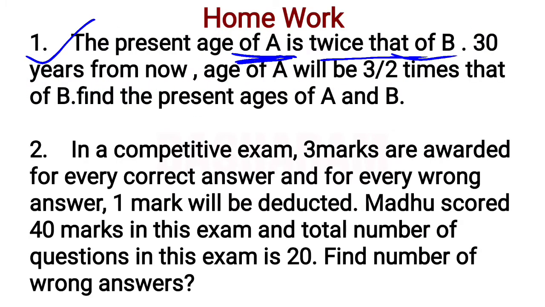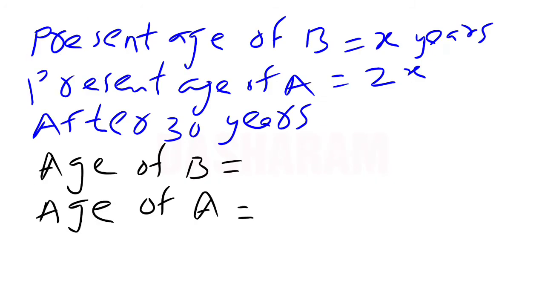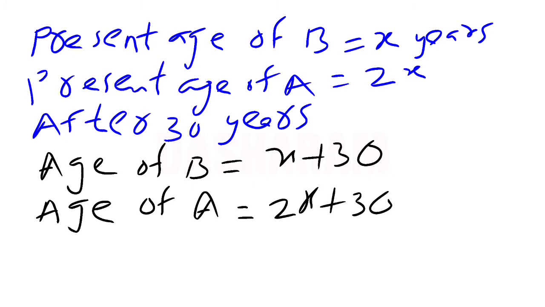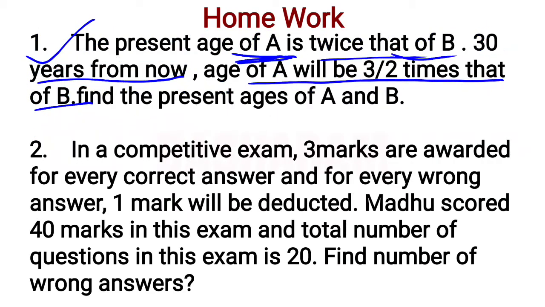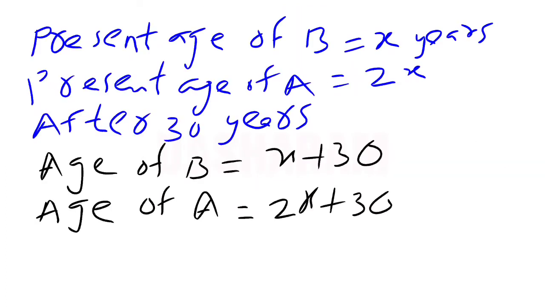Next, 30 years from now, the age of A will be 3/2 times that of B. See here, 30 years from now. So before using this condition, let's find out the age of A and B after 30 years. So age of B will become x plus 30 and age of A will become 2x plus 30. So as per the question, age of A will be 3/2 times that of B.